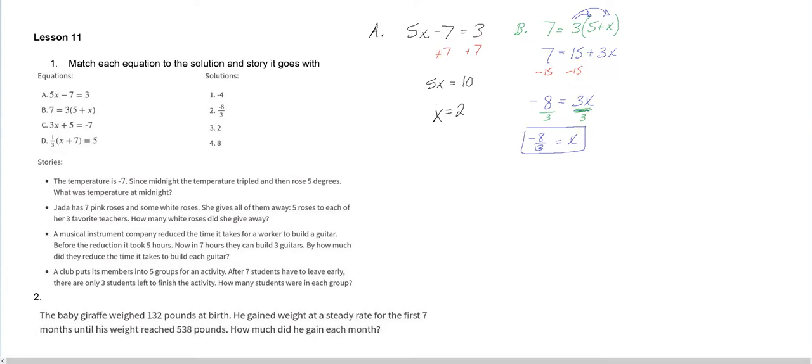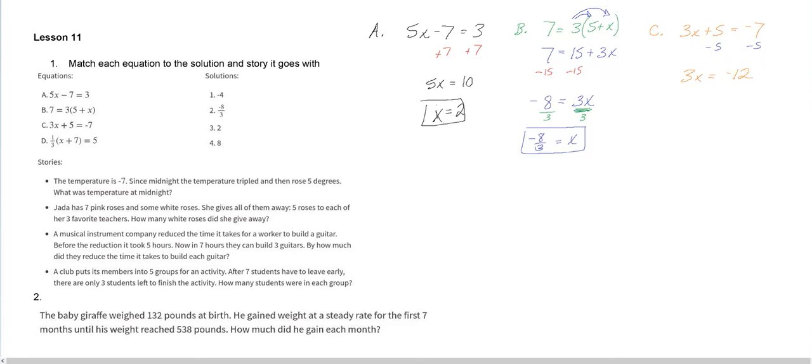So there's B, here's A. Let's work out C next. So C is over here. C says 3X plus 5 equals negative 7. No groups here, so we don't have to worry about distributing. We just need to start by getting rid of the plus 5. So we take 5 away from both sides. If you take 5 away from a negative 7, then you get negative 12.